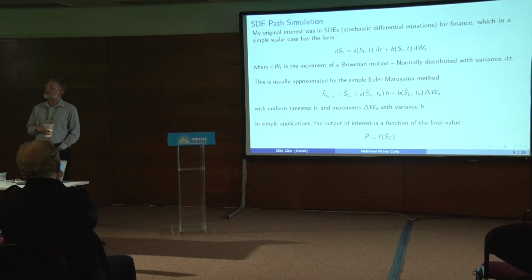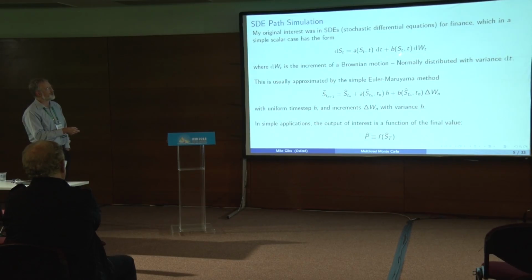Now, when I started this work, I was interested in applications in computational finance. And so we were interested in solving stochastic differential equations. This is our generic form of stochastic differential equation. We have a drift term, a deterministic term, and then this is the stochastic term with a diffusion coefficient b, and then dW is the increment of a Brownian motion. So over a small time interval dt, this increment dW is normally distributed, and the variance is equal to dt.